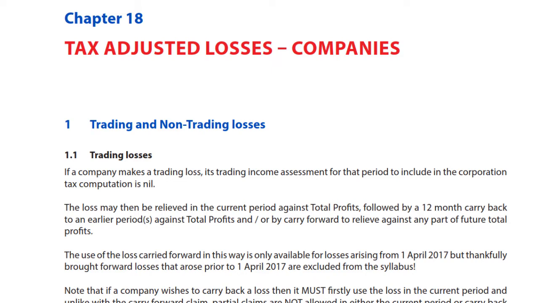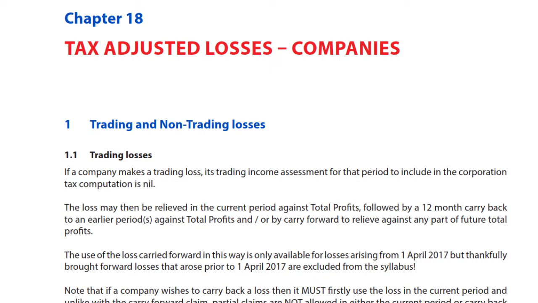If you want to carry the loss back to an earlier accounting period, usually just the previous accounting period, then you must firstly make a claim in the current period. What we'll also see is consistent with what we did in income tax, you can't make partial claims with these reliefs. You can claim against your total profits in the current period, you can claim against your total profits then in the previous period, but you can't make partial claims. All of the loss will go against all of the total profits there.